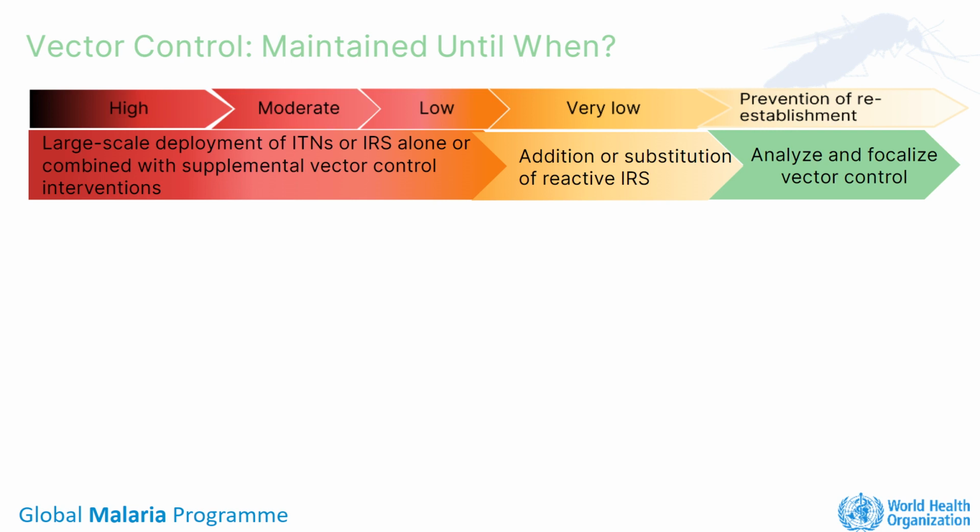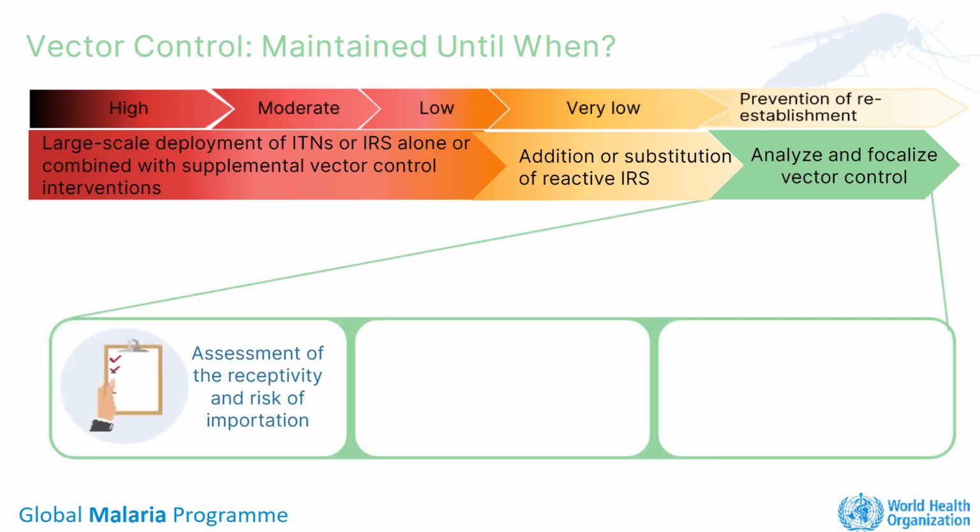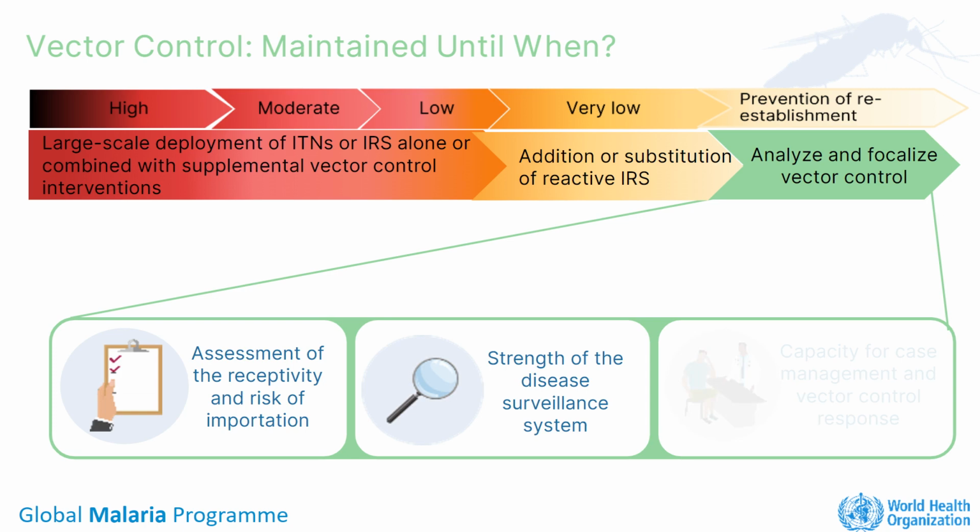After certification, vector control should be focalized and continued in areas to prevent re-establishment. The areas at highest risk of re-establishment should be determined based on a detailed analysis that includes an assessment of the receptivity and rate or risk of importation, strength of the disease surveillance system, and capacity for case management and vector control responses. Border areas neighboring higher burden countries are frequently areas of high receptivity and high risk of importation, and should be considered for continued vector control.